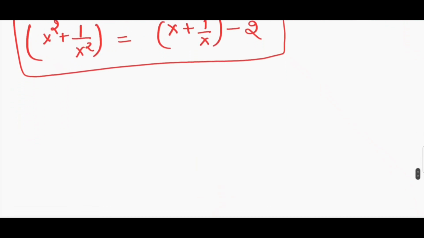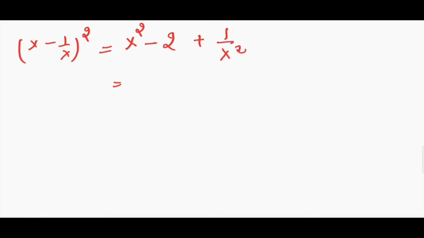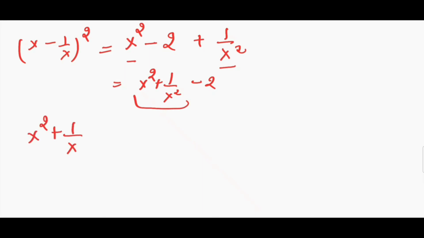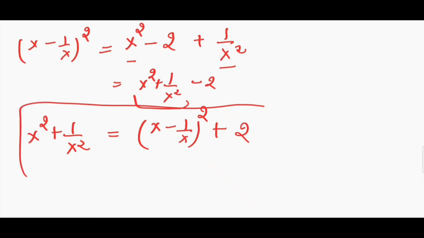And the next formula is, if we have (x - 1/x)^2, x not equal to 0, then this will become x^2 - 2 + 1/x^2. Here I will combine these two, so I will get x^2 + 1/x^2 - 2. So from here x^2 + 1/x^2 = (x - 1/x)^2 + 2. This also remember.